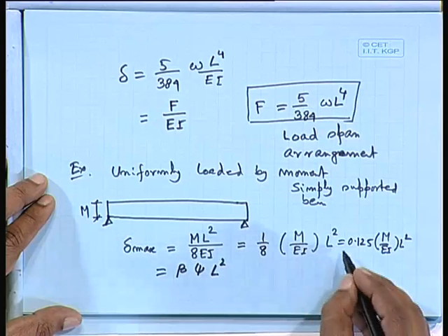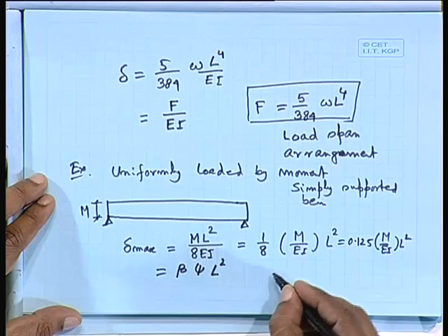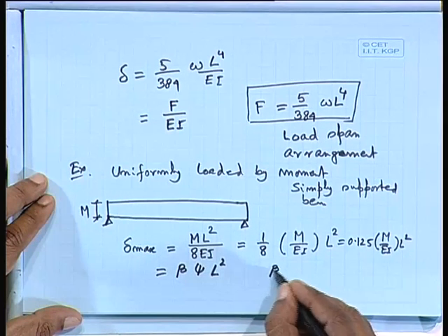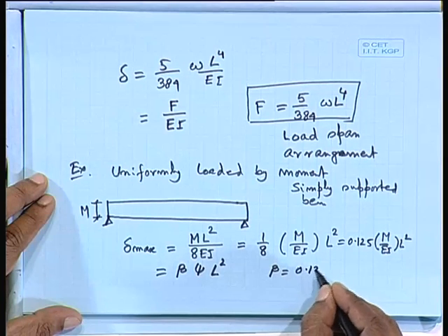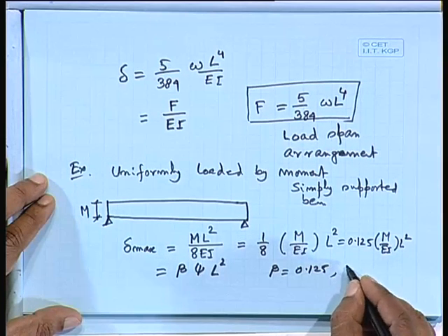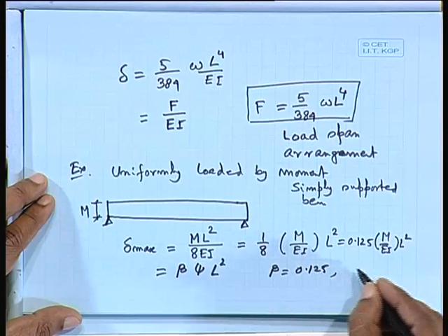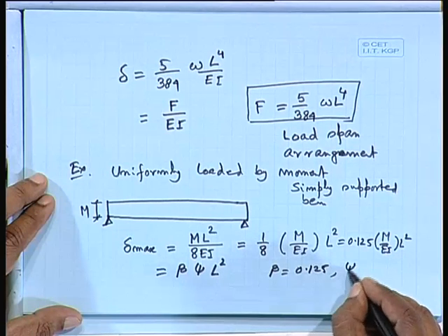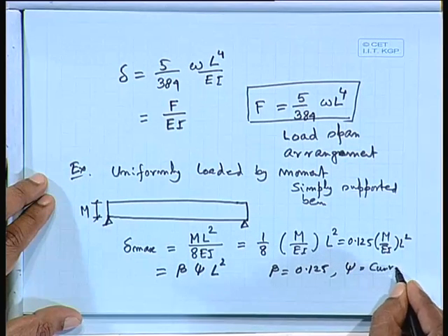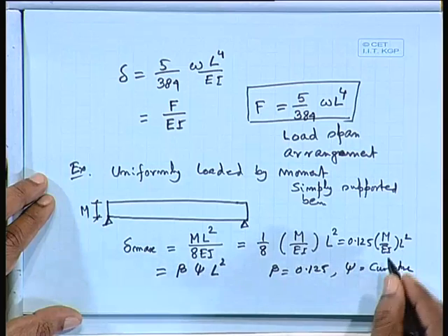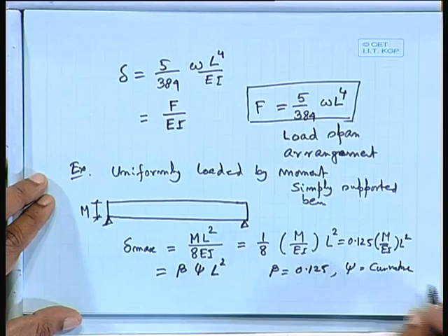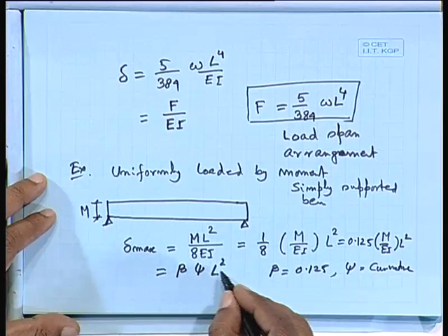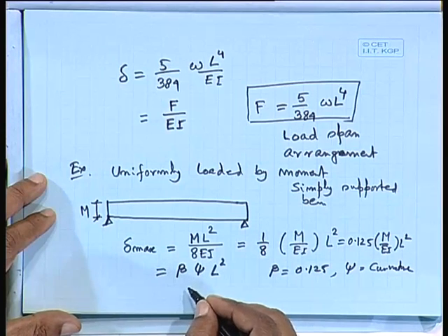Beta means this coefficient, equal to 0.125, and psi, that is the curvature, because psi equals M by EI, or 1 by rho, that one we can say, and L is the span. So, we can write down the formula in this fashion also.